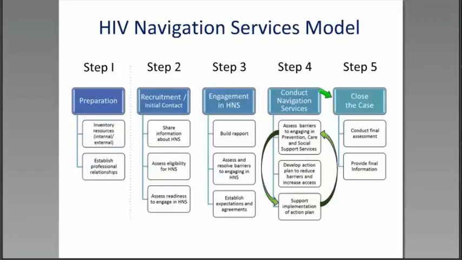And the last step here is closing the case. For closing the case, we're going to be conducting the final assessment to see how self-sufficient the client is and how engaged they are in the services that they were supposed to be. In addition to that, we provide final information that is going to support the client to remain self-sufficient and remain engaged in services.